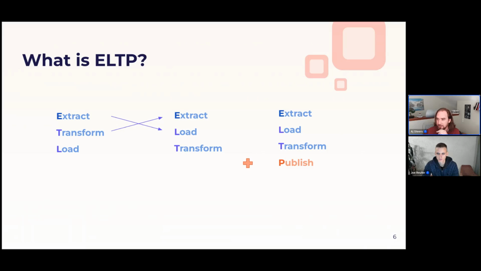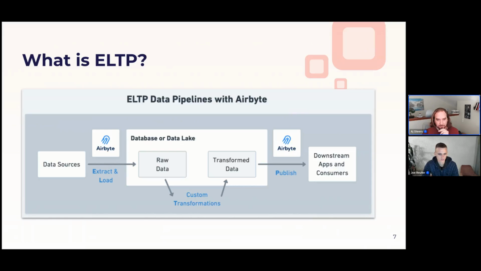What that would look like in a diagram is simply, here's our data sources. We are extracting and loading them. We have custom transformations. And then finally, we are publishing to our downstream apps and consumers. So you can see this extract and load step and this publish step can be powered by Airbyte and or any other EL tool that can reach the sources and destinations that you're looking for. And then the transformations can be anything in the middle. So that's just a brief introduction to ELTP.